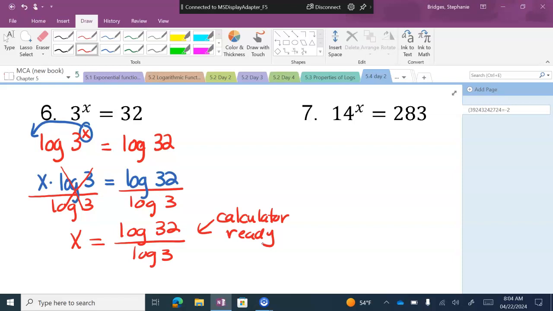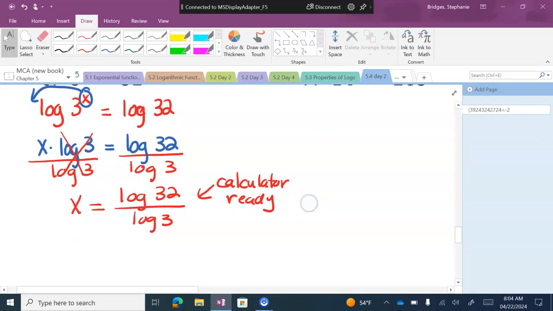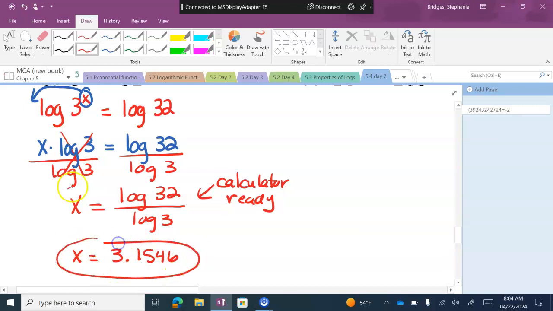We're going to go to 4 decimal places. Making sure you get the right thing in the calculator, we get 3.1546. Okay, so 2 different parts, calculator ready form and then decimal.